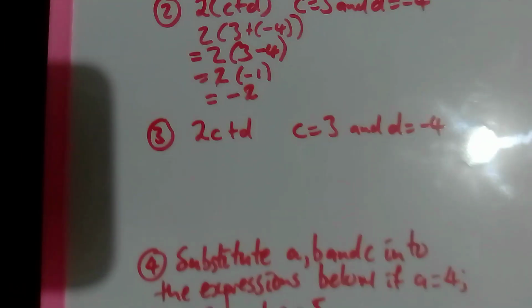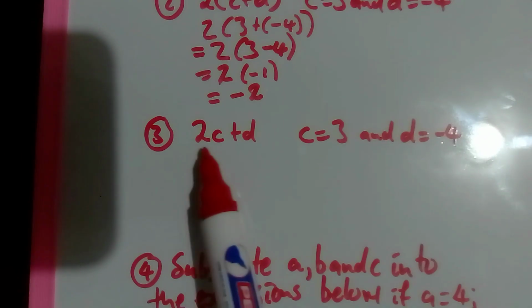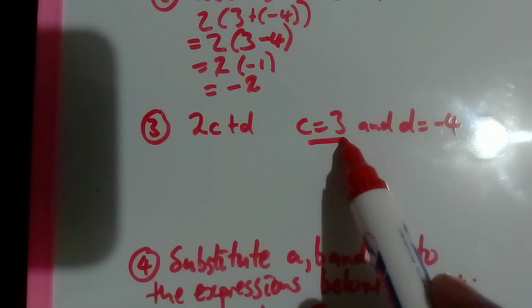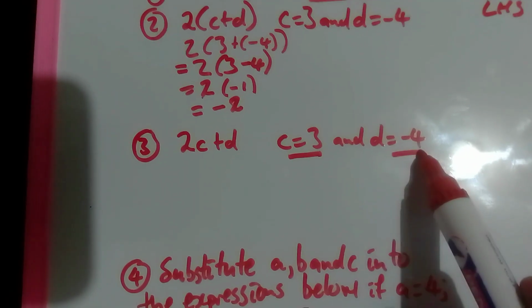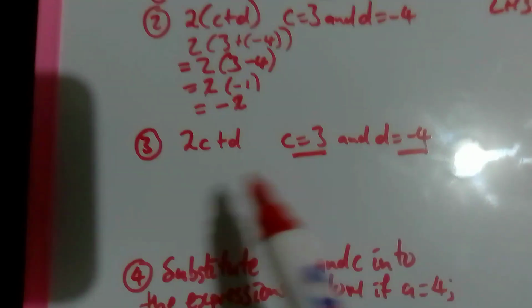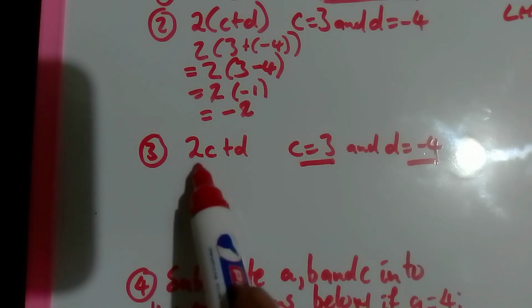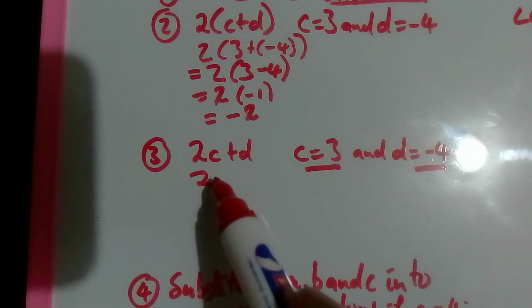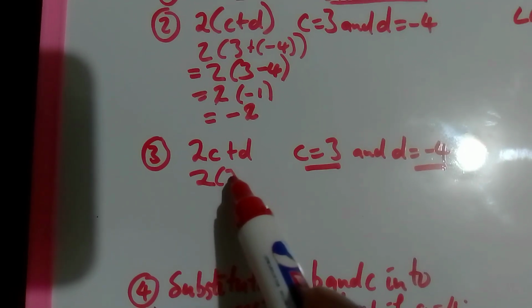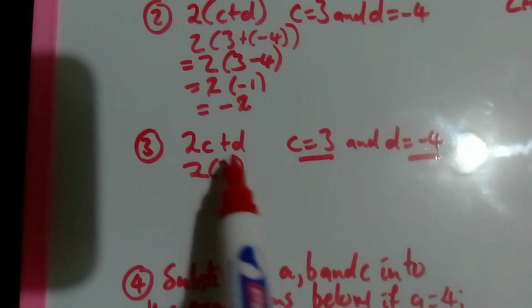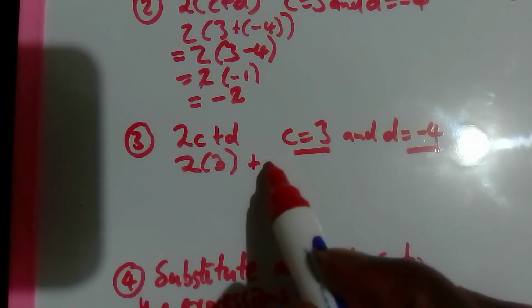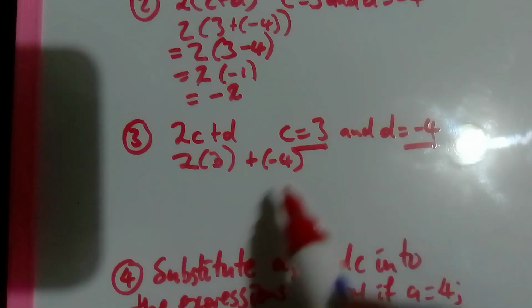Let's go to the next question. The next question tells us 2c plus d. We are told still the same, c is 3 and d still negative 4. Okay, no problem. 2c means what? 2 multiplied by c. So in this case, we now say 2 multiplied by 3 and plus d, plus open bracket negative 4 close bracket.